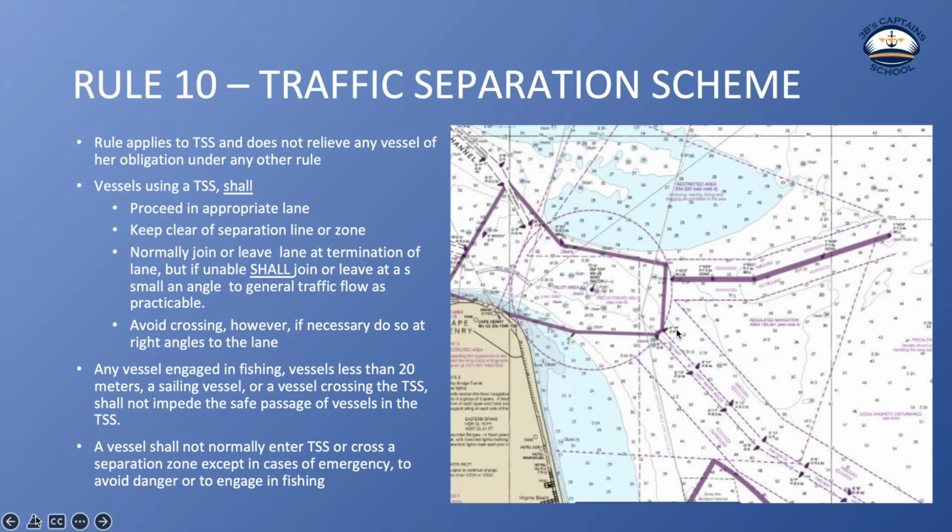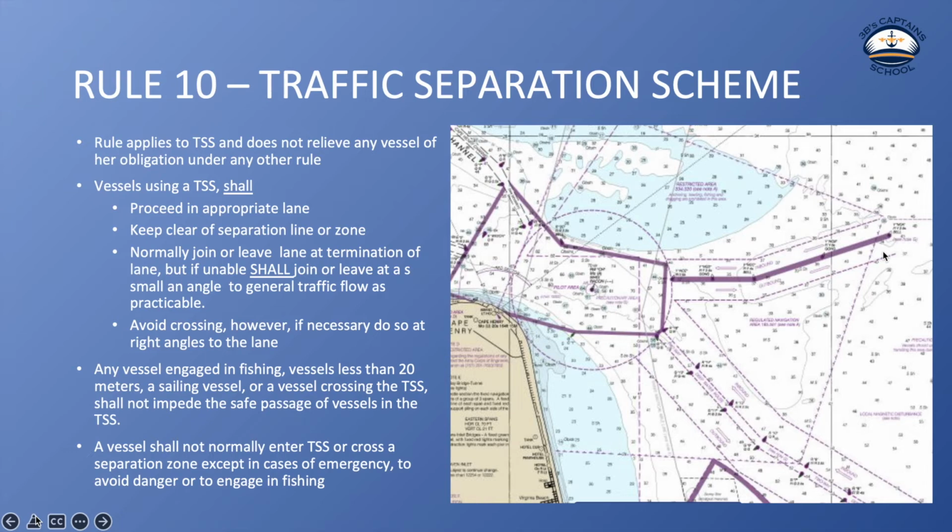Here's a photo of the Chesapeake Bay entrance chart traffic separation scheme. So rules apply to the traffic separation scheme and do not relieve any vessel of her obligation under any other rule. The vessels using the traffic separation scheme proceed in the appropriate lane. If you look here, here's where my cursor's at. Here's an inbound lane coming into the Chesapeake Bay. Here's an outbound lane, outbound the Chesapeake Bay.